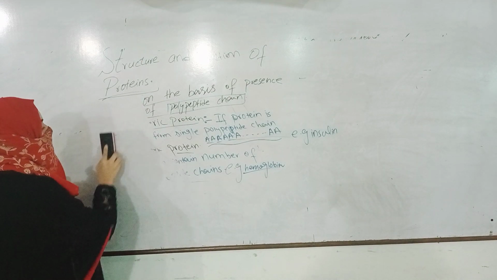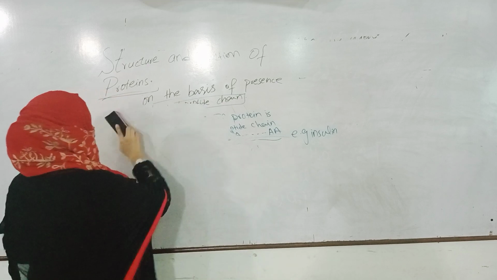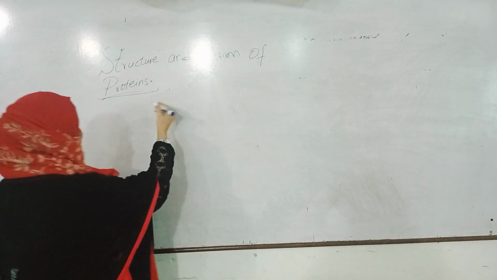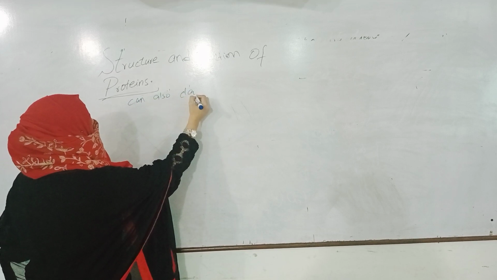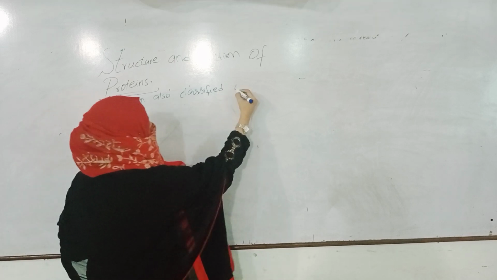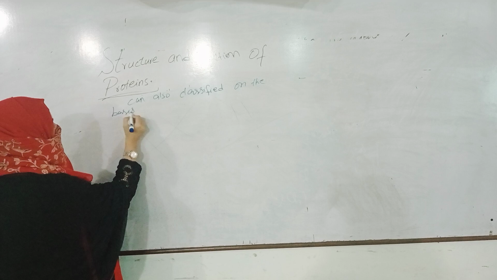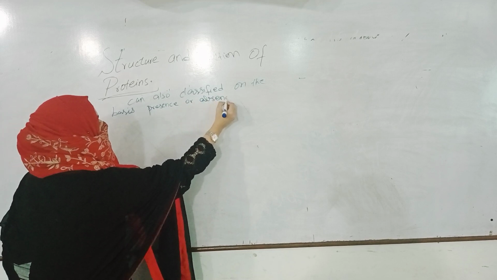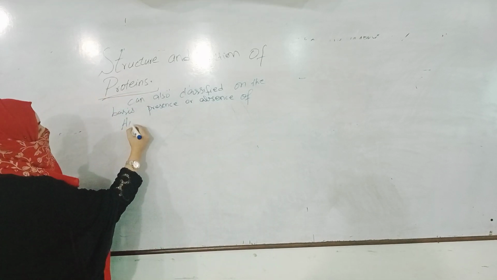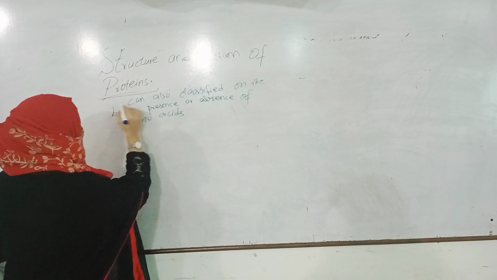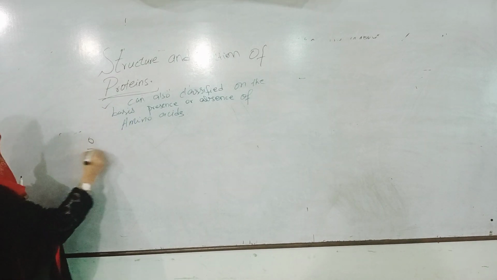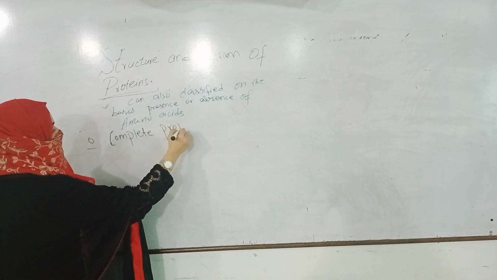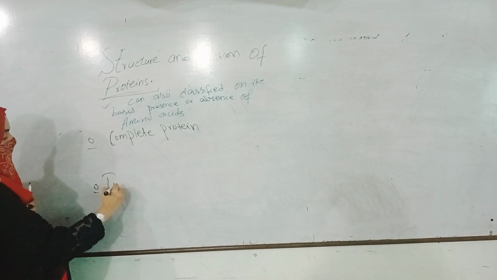There are other ways also in which we can classify the protein. Proteins can also be classified on the basis of presence or absence of amino acids. On this basis, protein has two types. The first one is complete protein and the second type is incomplete protein.